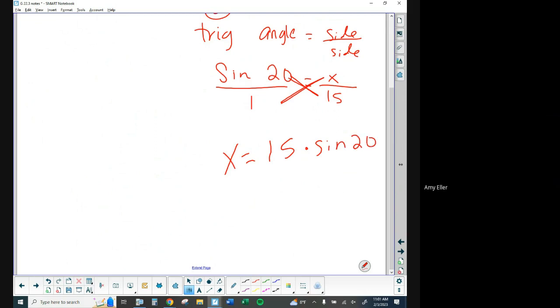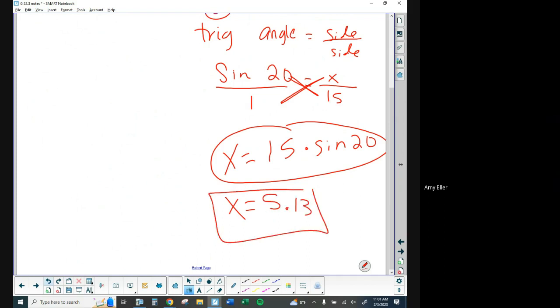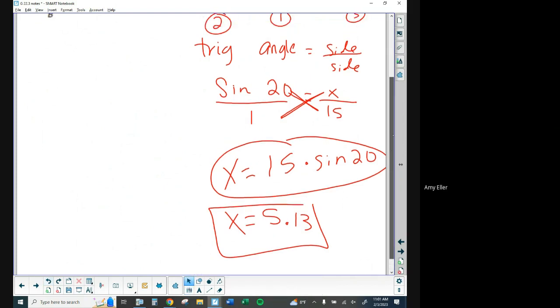Is my variable by itself? Yep. Can you tell what you need to type in your calculator? You just need to type in 15 times sine of 20. That gives 5.13. X is 5.13.